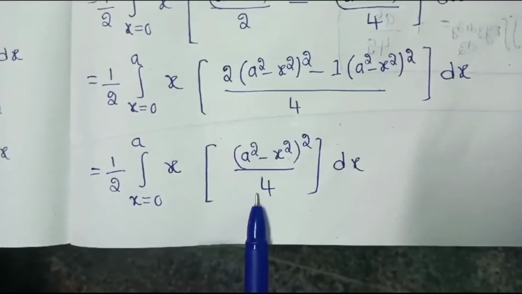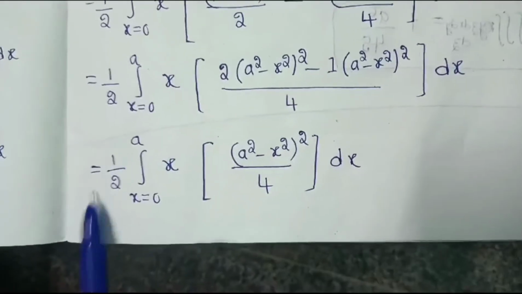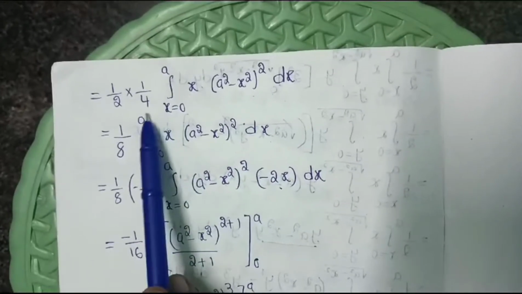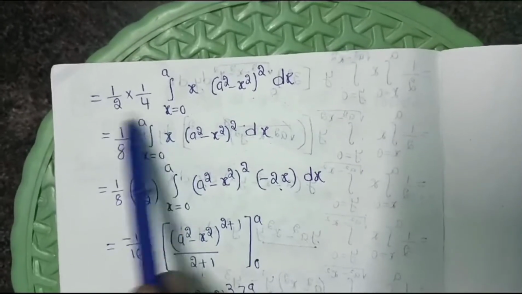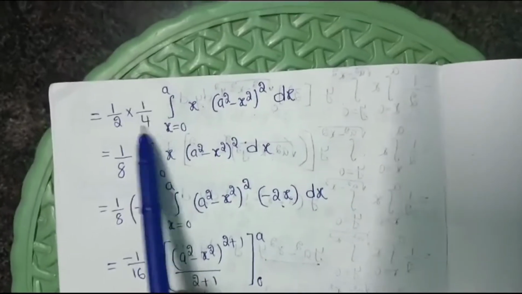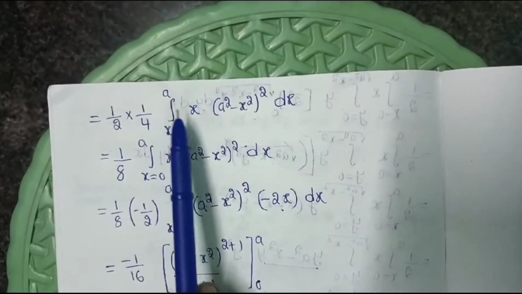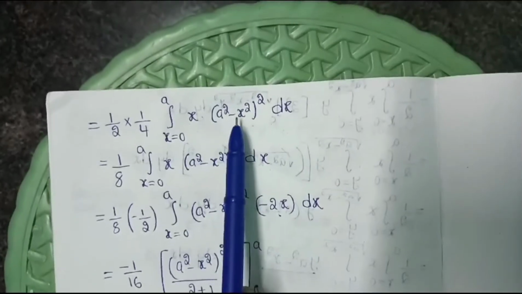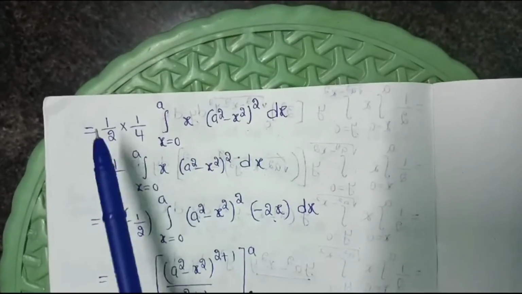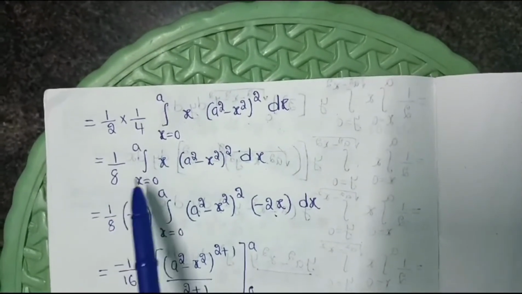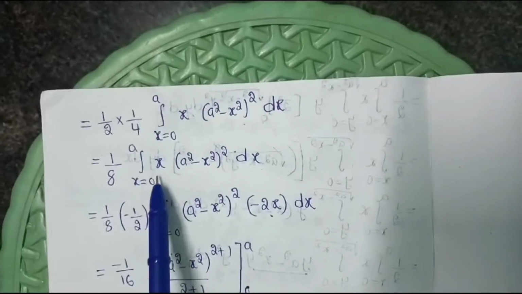Here 1 by 4 is a constant term, so we write it before the integration, which is expressed as 1 by 2 into 1 by 4 integration x is equal to 0 to a x into a square minus x square whole square dx. 1 by 2 into 1 by 4 is 1 by 8. Integration x is equal to 0 to a x into a square minus x square whole square dx.